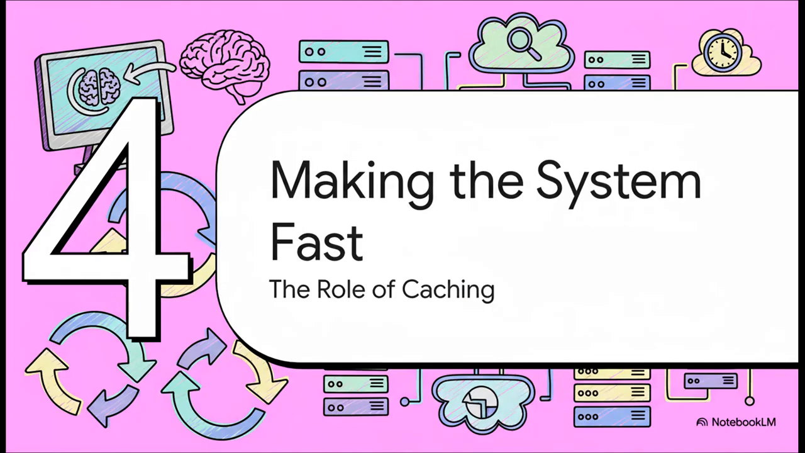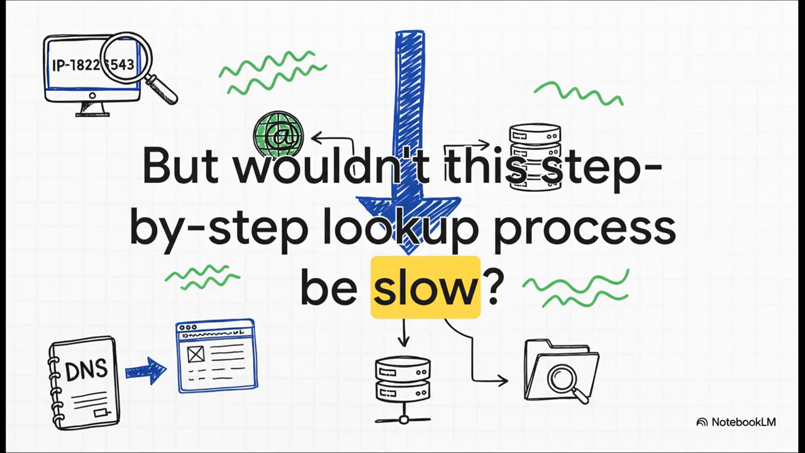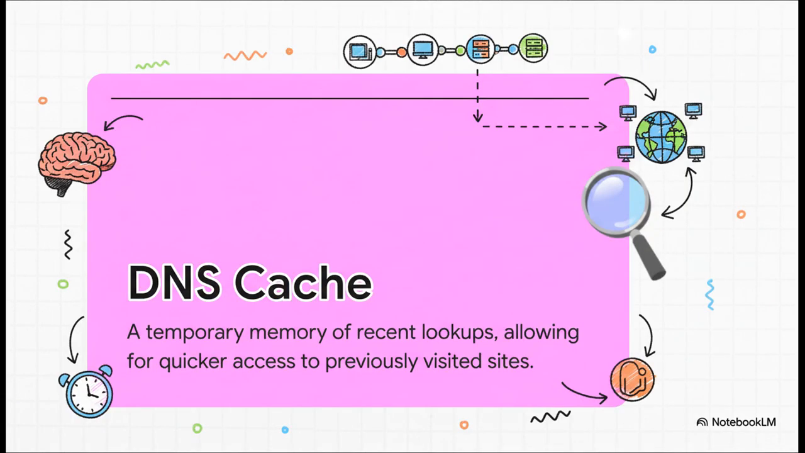All right, so that whole step-by-step process is clever, but I bet you're thinking what I'm thinking. Hang on a second. Wouldn't all those steps, all that back and forth, be super slow? I mean, if your computer had to do that entire dance every single time you clicked on a link, the web would feel like it was moving through molasses. And you'd be absolutely right. It would be. Except for one incredibly clever trick. And that trick is called caching.